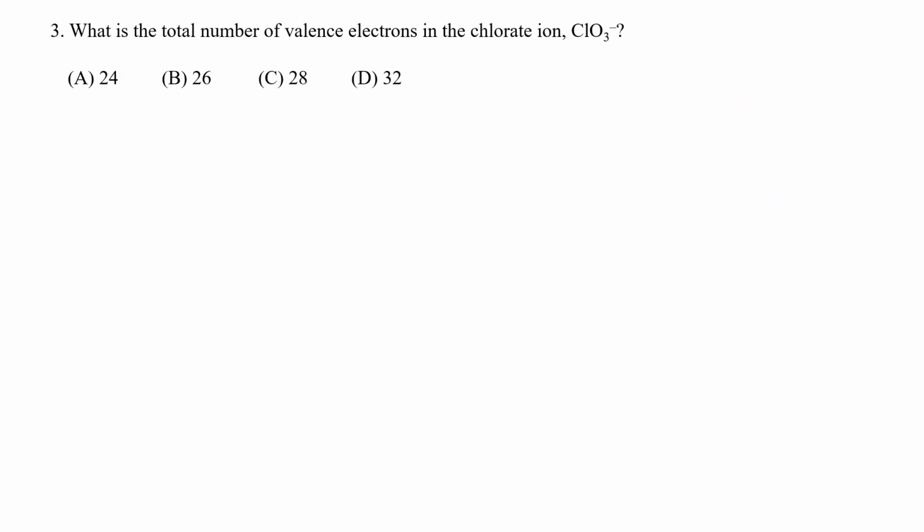Question number 3. What is the total number of valence electrons in the chlorate ion? Chlorate, ClO3 minus. This is derived from chloric acid, HClO3. It is one of the strong acids. Let's talk about chlorate.